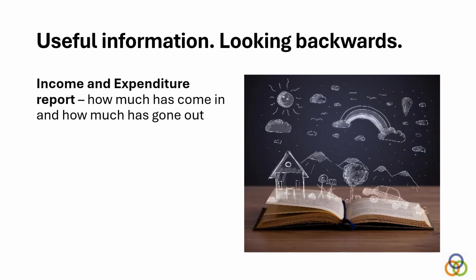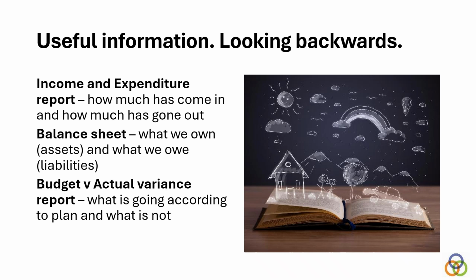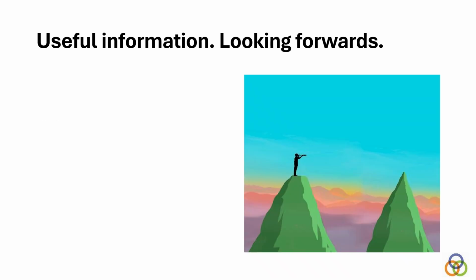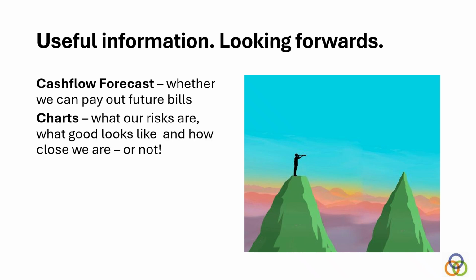There are common pieces. There's the income and expenditure report, how much has come in, how much has gone out. The balance sheet, what we owe and what we own. The budget and actual variance report, what's not going according to plan and what is going according to plan. A cash flow forecast is really useful, and that will look at our future cash balances to see whether we can actually pay our future bills. We might have some charts which show what our risks are, and we might have a narrative. Good management accounts or a good monthly finance pack would have words, pictures, and numbers.